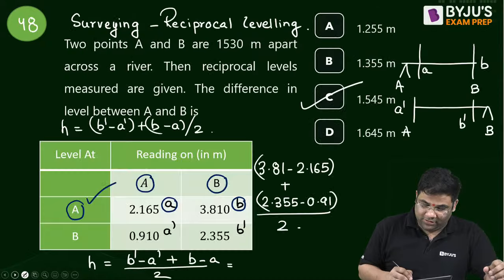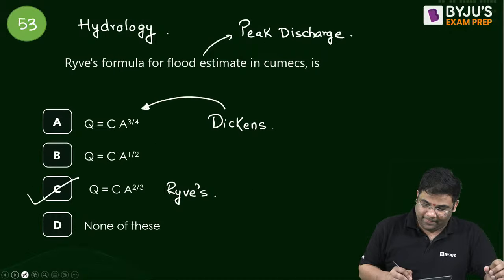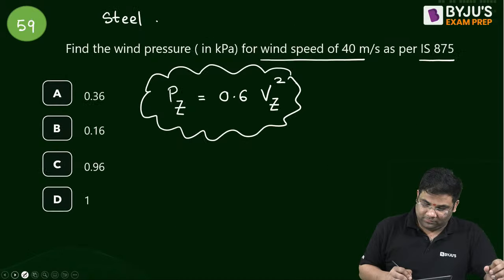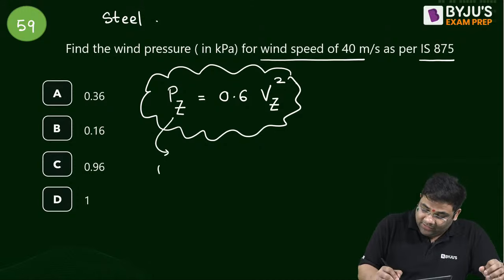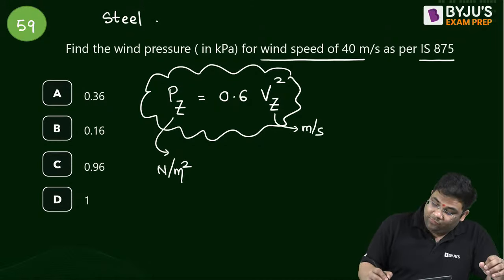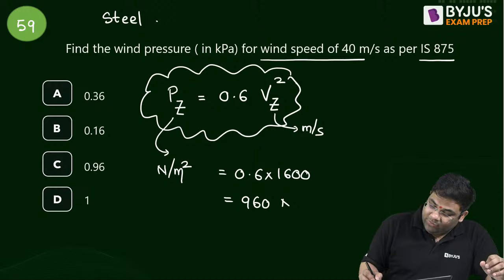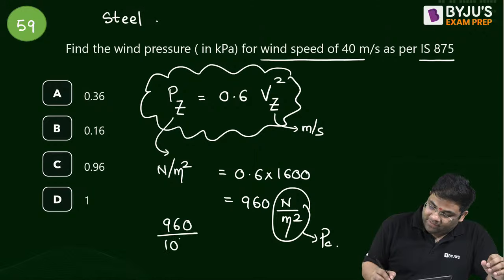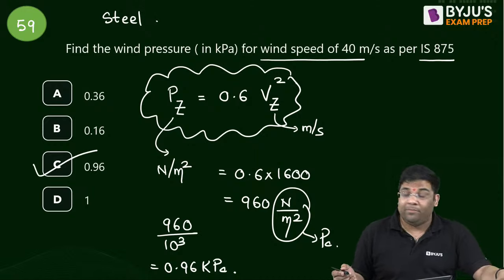So let us go to our question. Here you see this answer we get in Newton per meter square, and this is in meter per second. So when you put this, we are getting 0.6 into 40 square, 1600. We're getting 960 Newton per meter square. Newton per meter square is Pascal. So in kilopascal, I will do 960 divided by 10 to the power 3. I'm getting 0.96 kilopascal. So this is an important formula from your wind load calculations: how to find out wind pressure.